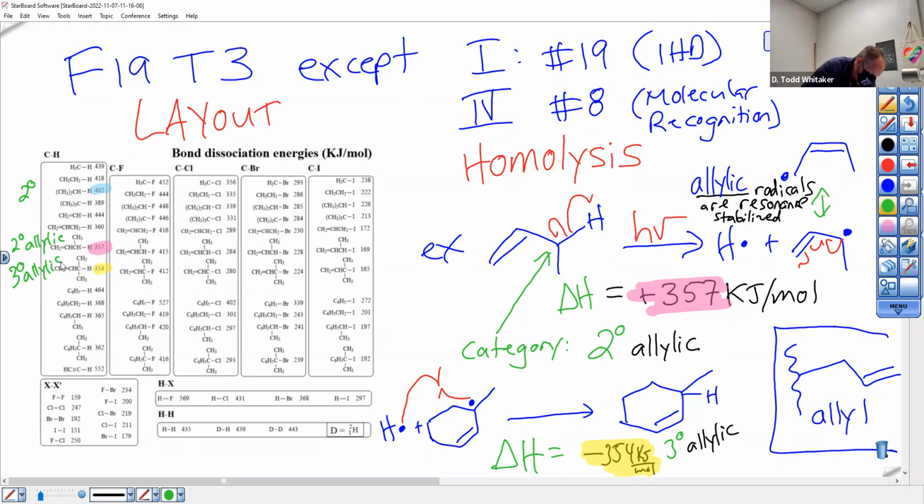Tertiary allylic. Because of the sp3 there. The carbon has 3 bonds to carbon, that's why it's tertiary. It's allylic because it's on a carbon 1 away from an alkene.